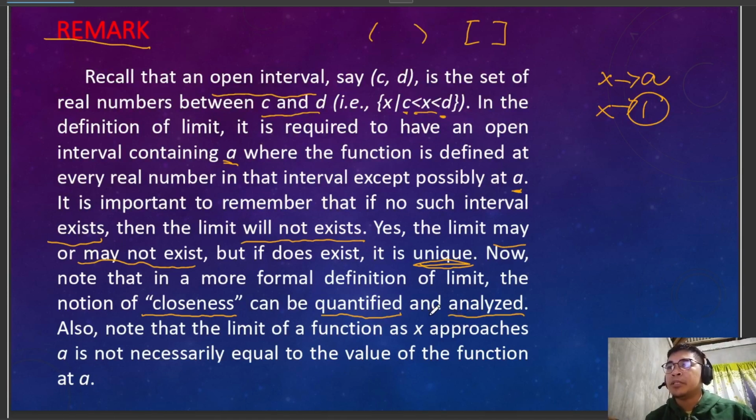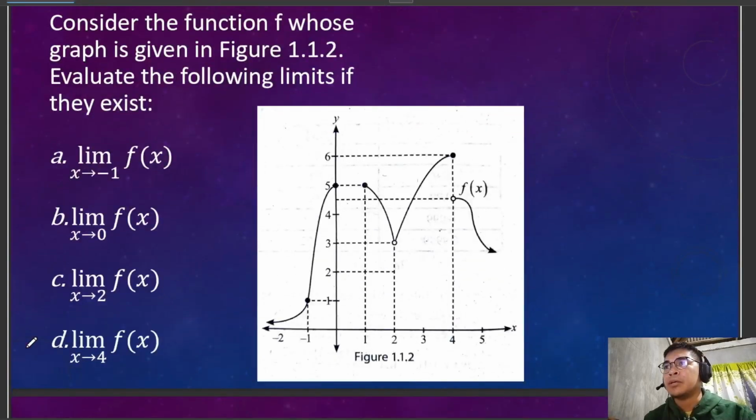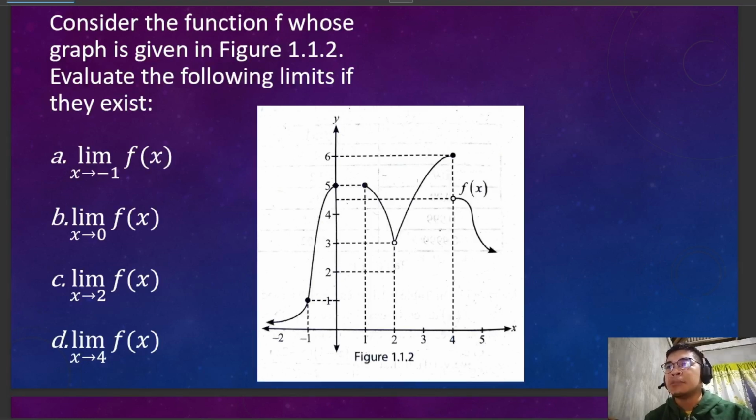Also note that the limit of a function as x approaches a is not necessarily equal to the value of the function at a. It is not necessarily equal. It's like earlier, 2.998 and then 3.002. But we can see that it's continuous. They can meet at the number 2. So there is an existing limit. To further discuss this, we need to consider these illustrations or graphs.